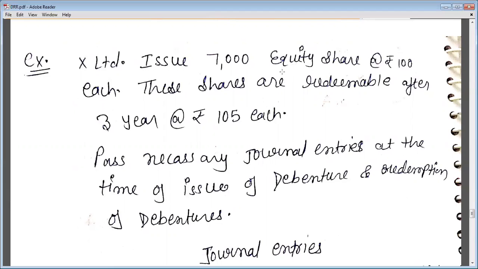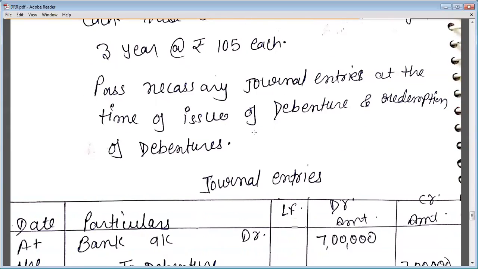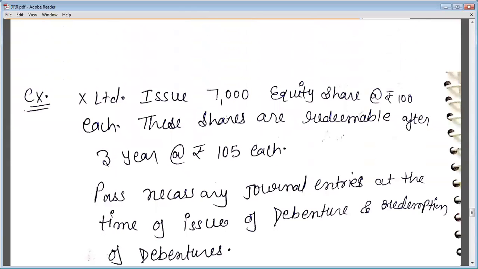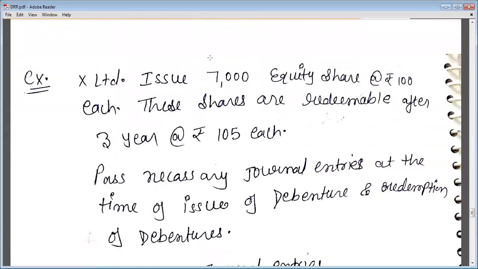So X Limited issues 7,000 debentures at 100 each. These debentures are redeemable after 3 years at rupees 105. Pass necessary journal entries at the time of issue of debenture and redemption of debenture. So kindly rectify these terms, that is debenture and here also debenture. So the company has 7,000 debentures at rupees 100 each, and these debentures are redeemable after 3 years at rupees 105. So this is the condition where debentures are issued at par and redeemable at premium.